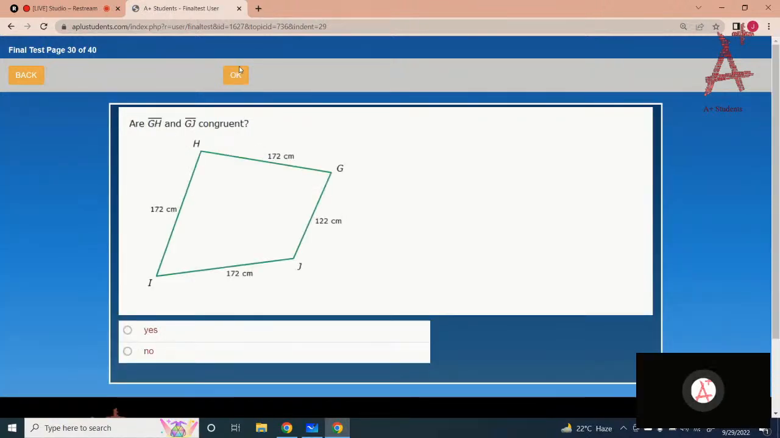Okay, are GH and GJ congruent? GH has the side length 172 and GJ has 122. So the correct option is no, they are not congruent. They have different side lengths. Got it?